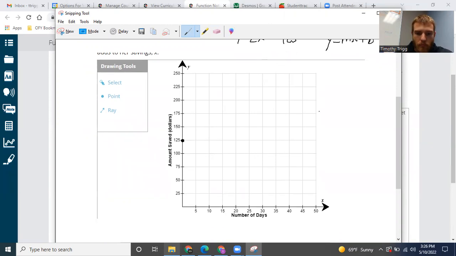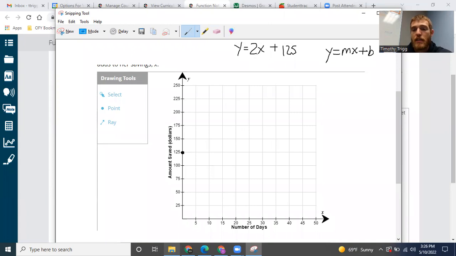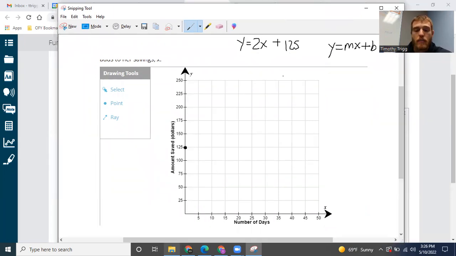So what does that mean? That means for every day, she increases the amount she has by $2. So how do I graph that next point? Well, one way I can look at it is, how much will she have saved? I could just pick a number of days. So how much will she have saved after 20 days or 10 days? I could just use one of these numbers down here. I'm just going to use 5 days.